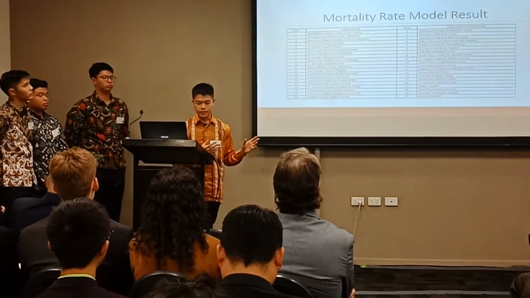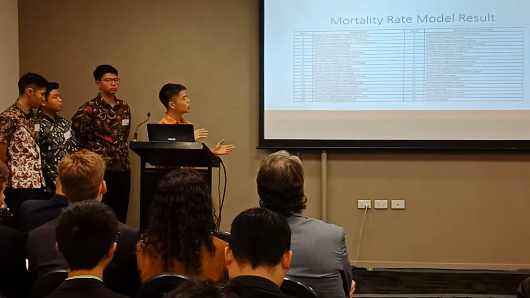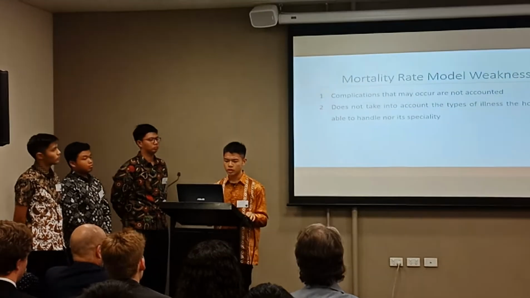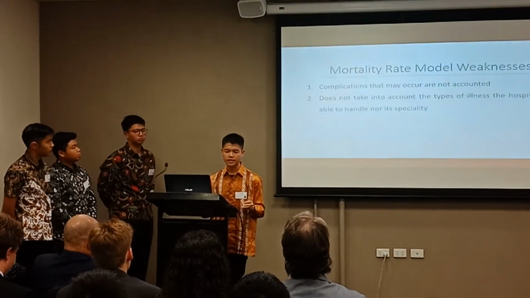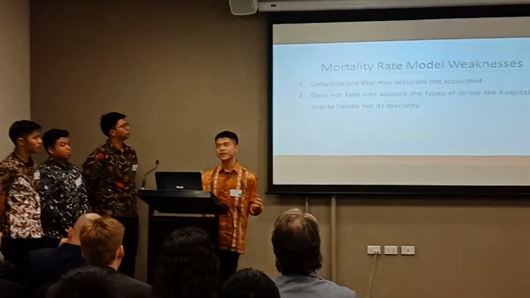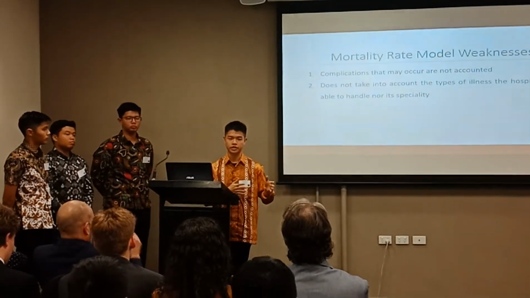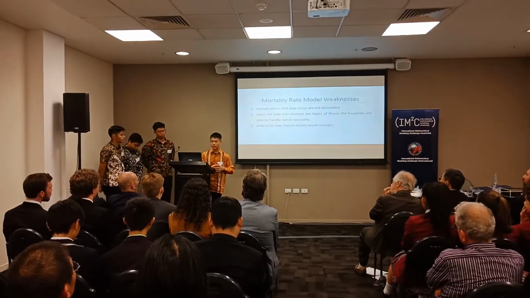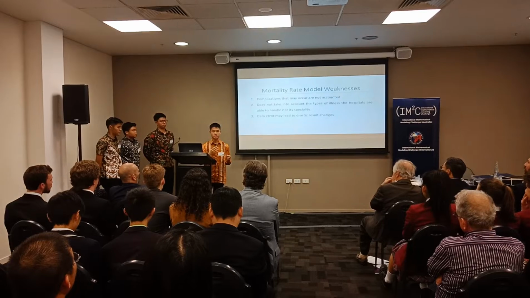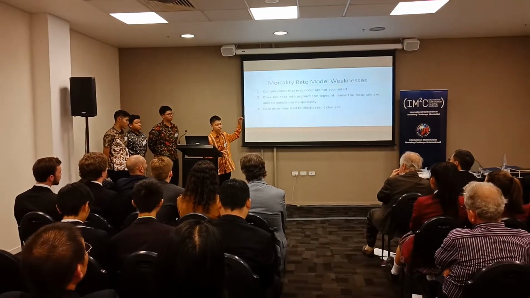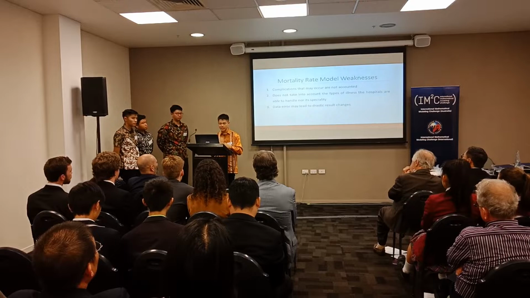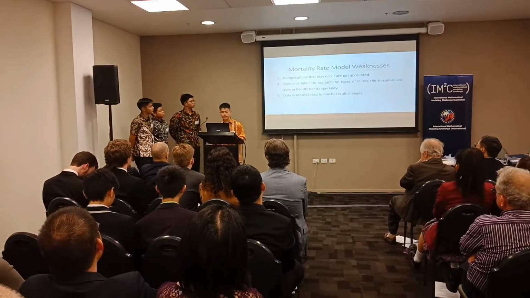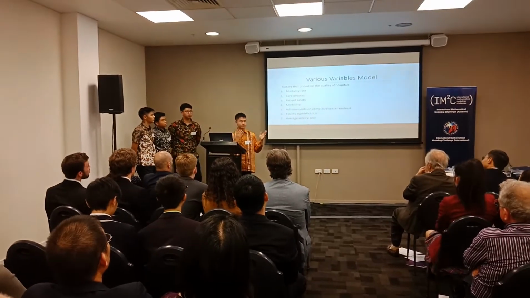In general, when we see the result, we notice that the model does not take into account the specialty of the hospital. Let's say, for example, there's a hospital that focuses on heart surgery, or lots of sources of data that are incomplete. So when we use that data, some hospitals might jump from the bottom rank to the top rank or otherwise. So we are not ensured that the hospital is really the best hospital or not. Therefore, we decided to go into the next model, which is the various variable model.